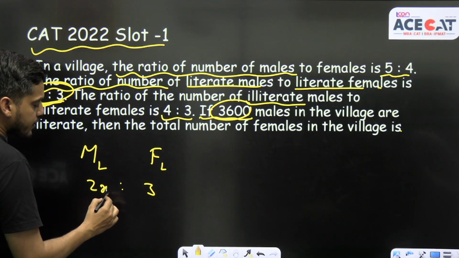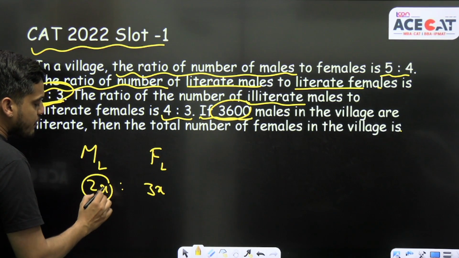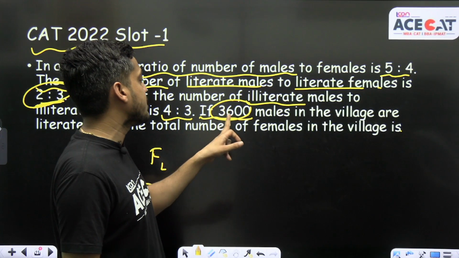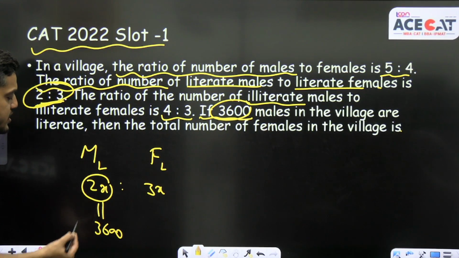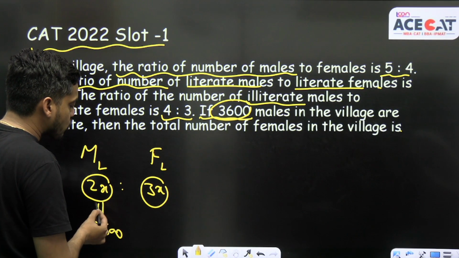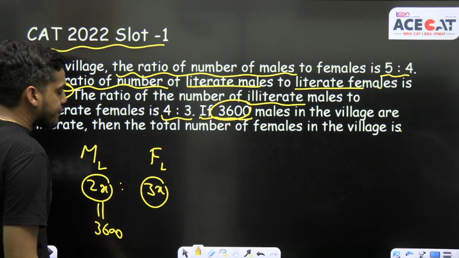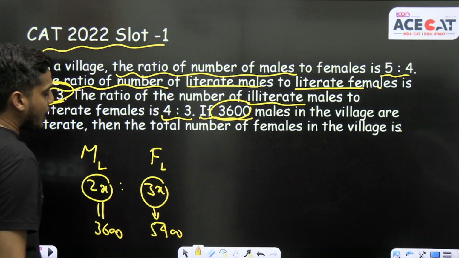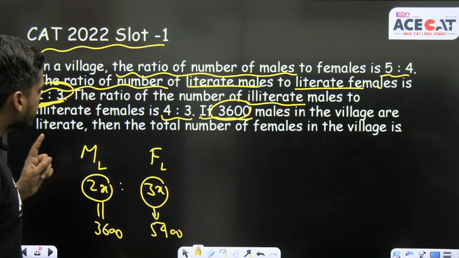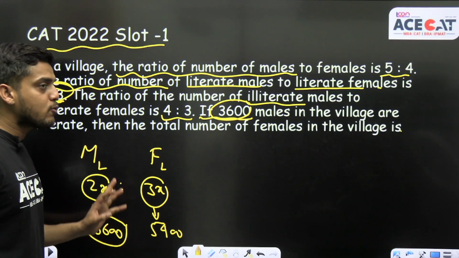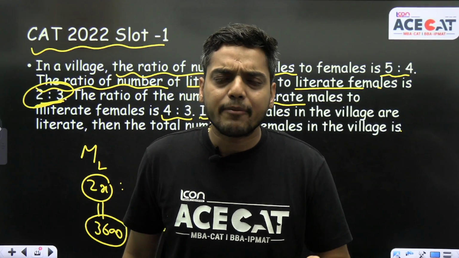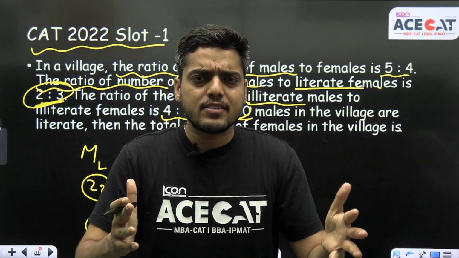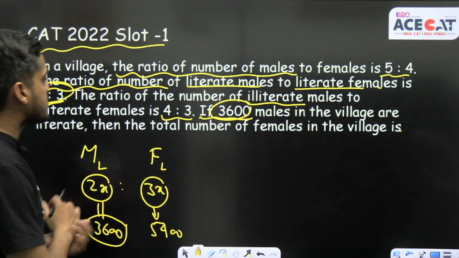So if this is 2x, this must be 3x. So 2x will be equal to 3600, it is the data which is given in the question: 3600 males in the village are literate. So now you will say x must be equal to 1800. If 2x equals 3600, x must be equal to 1800 and 3x must be equal to 5400. Now students, do you agree with me? If I subtract the literate males from the total number of males, I will have illiterate males. Yes or no? If I subtract the literate females from the total number of females, I will have illiterate females. Yes or no?